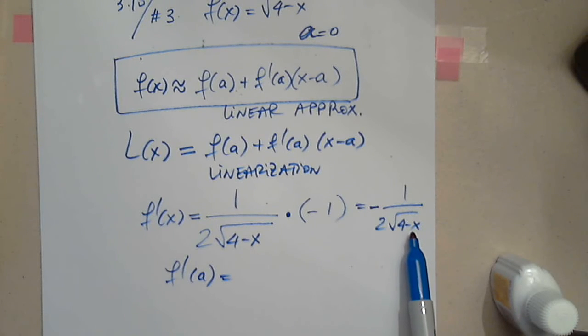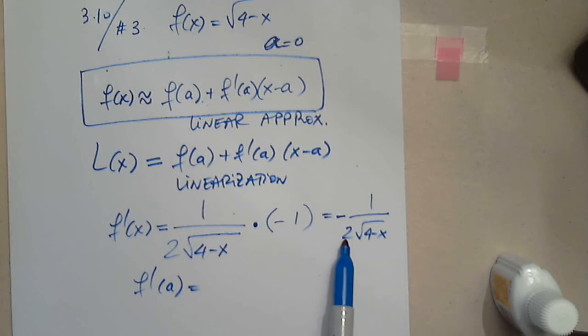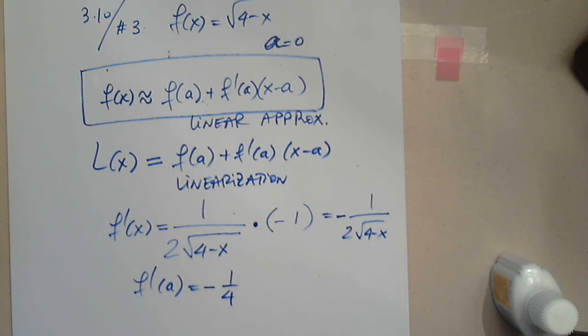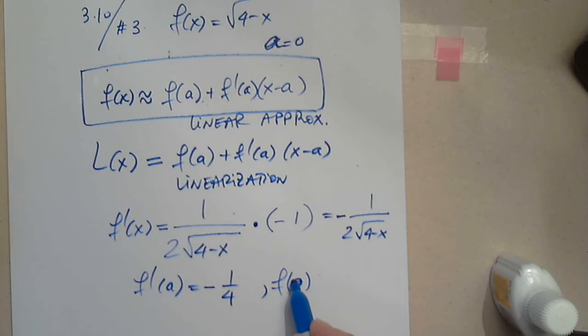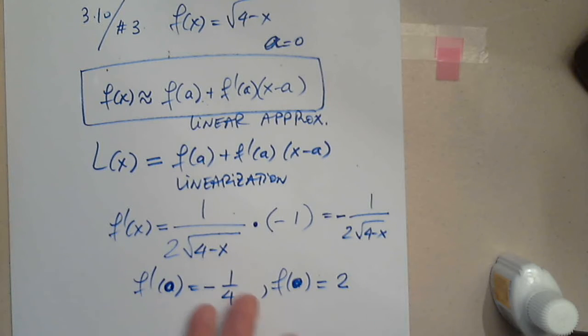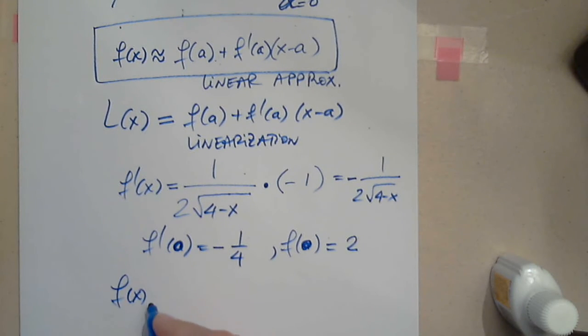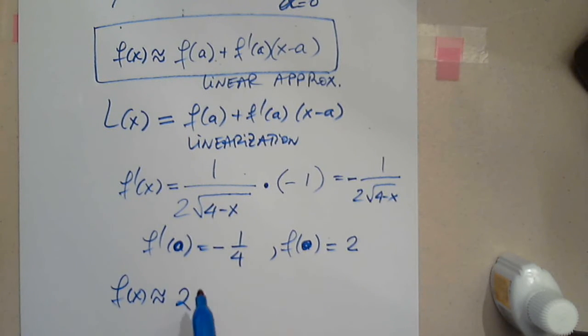So how much is 4 minus 0? 4. Very good. The square root of 4 is 2. 2 times 2? 4. Yes. So we have this, we have x minus 0, and now we have to find f of 0. And we know that f of 0 is 2. Very good. Now we put everything together to find the approximation. It's approximately f of 0, which is 2, plus, in this case, negative 1/4, times x minus 0, which is x.